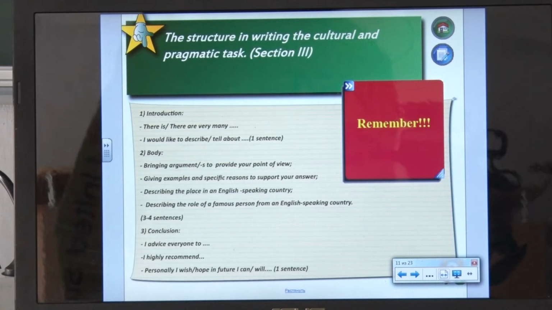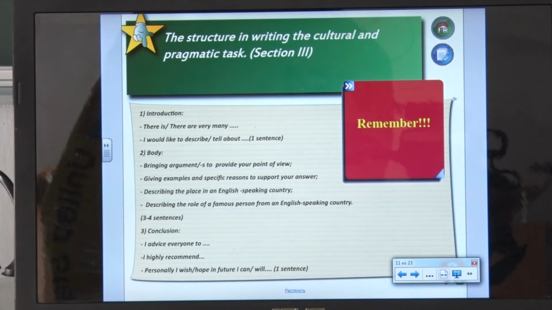if they are short. In the body, please bring the argument or arguments to provide your point of view. Give examples and specific reasons to support your answer. Describe the place in an English-speaking country or the role of a famous person from an English-speaking country. It depends on the topic that you get. Here in the body, you can write 3 or 4 sentences.